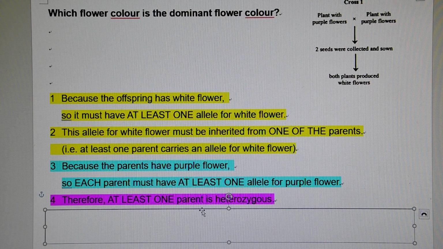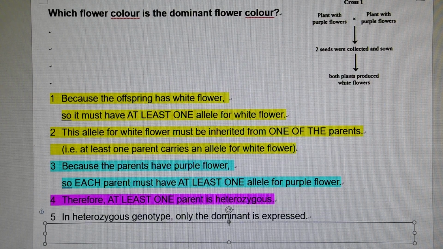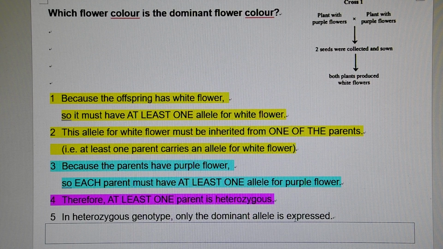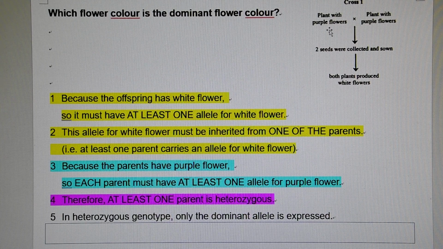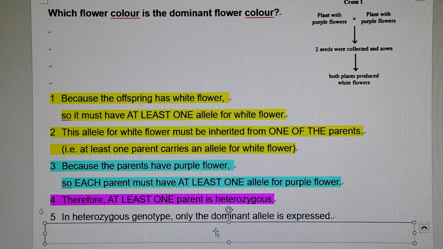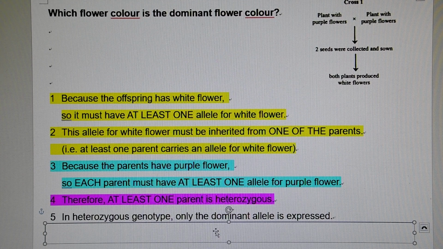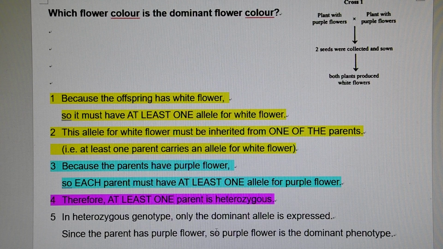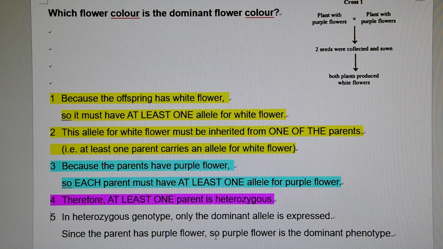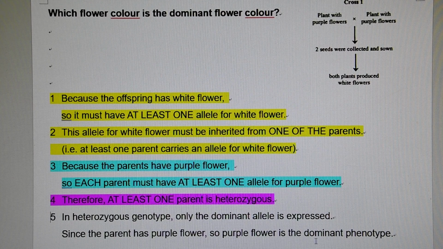Why is it so useful? Because in a heterozygous genotype, only the dominant allele is expressed. So how can we know which allele is expressed then? Since the parent shows purple flowers, it means that the purple flower allele is expressed and the white flower allele is being masked. So from the phenotype of parents having purple flowers, we can deduce that the purple flower is the dominant phenotype.